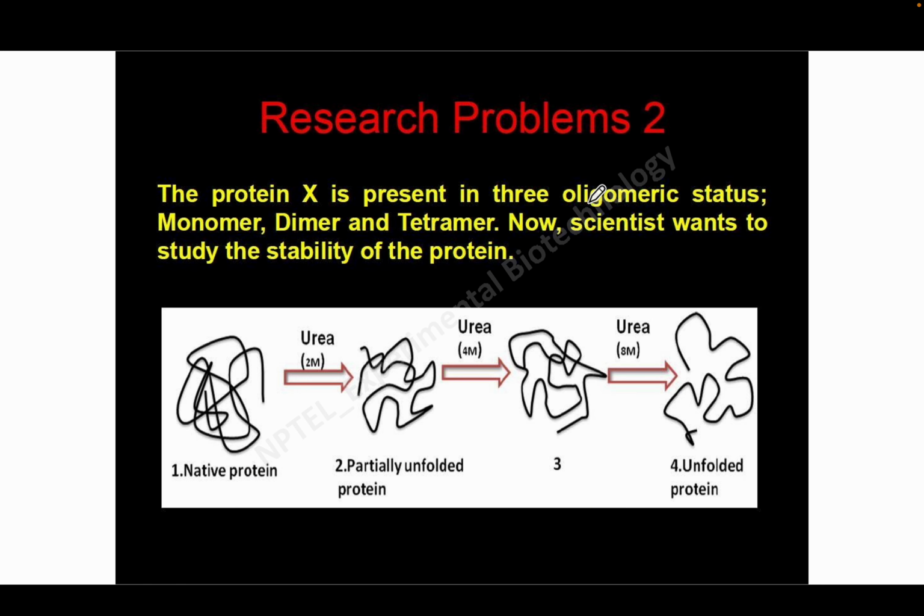Now research problem 2. The protein X is present in 3 oligomeric states: monomer, dimer and tetramer. Now a scientist wants to study the stability of the protein. So this is how the native protein looks. When you add urea at 2 molar, you get partially unfolded protein. When you add urea at 4 molar, it's again getting partially unfolded, and when you add more, 8 molar, it's getting more unfolded.